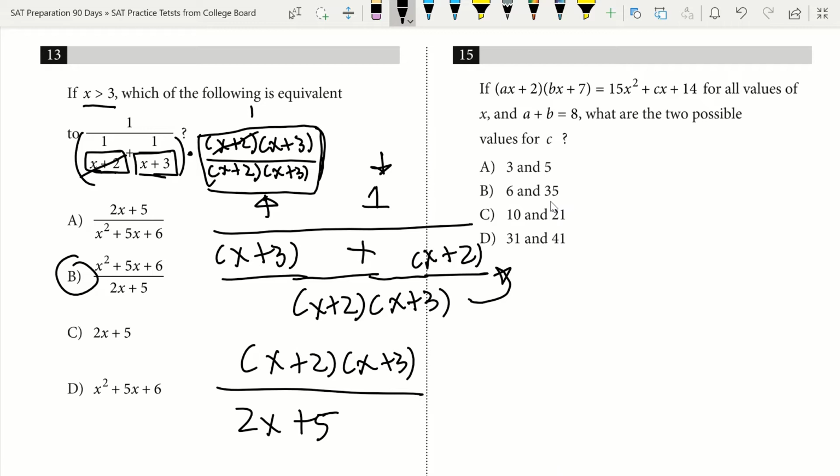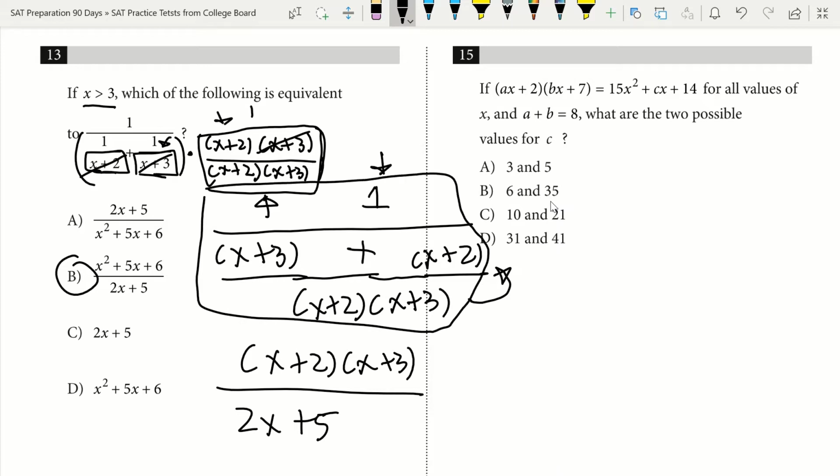Okay, and then when we multiply this big box here by this right here, our x plus 3 is going to cancel, and what we're going to be left with is this x plus 2 over x plus 2 times x plus 3. So now that we've done that, that brings us to right here, right?